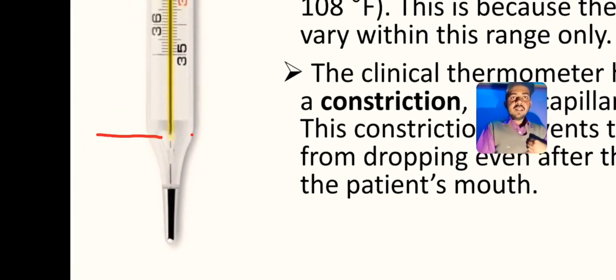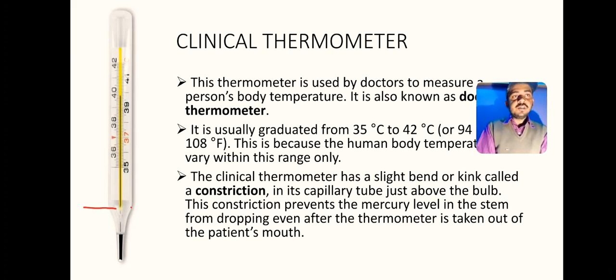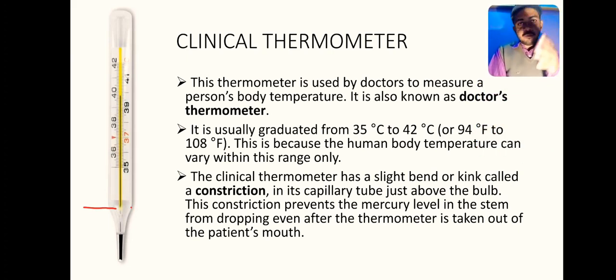As you can see, there is a small constriction, that means a little bend, a little stoppage in the passage of the mercury. The constriction in the capillary tube is there to constrict the flow of mercury, so that once the temperature is increasing, the mercury inside the bulb will expand. It will push and go into the capillary tube, because it can't expand anywhere else. So it expands and passes anyway.